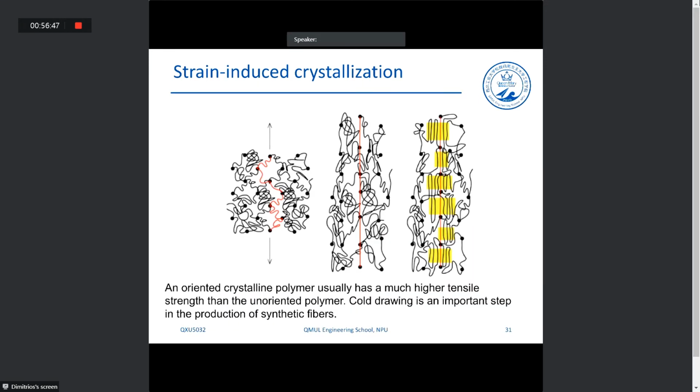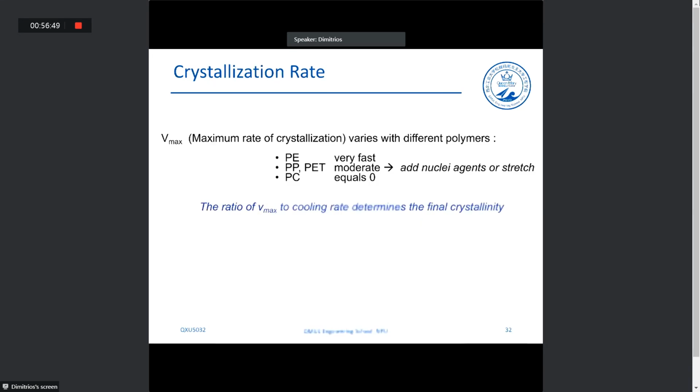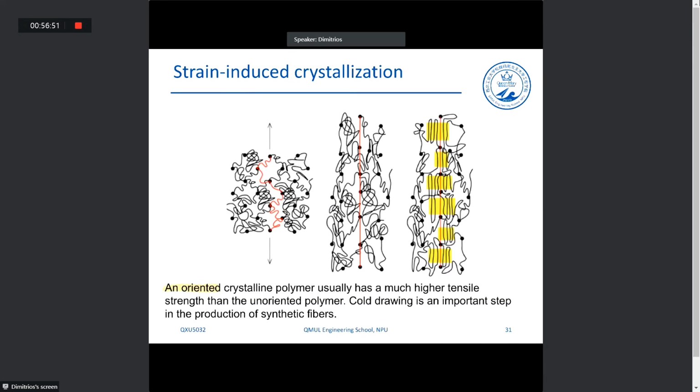As you would expect, an oriented crystalline polymer has a much higher tensile strength than an unoriented polymer. It's easy to see that if you have a polymer that is completely amorphous and pull it, then it will stretch out but then break. If you have chains that are oriented like that and you have these crystalline regions here, the yellow ones, these are more difficult to break, and that gives them higher strength.